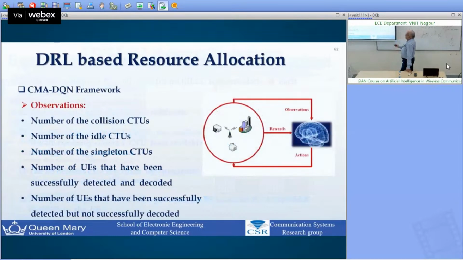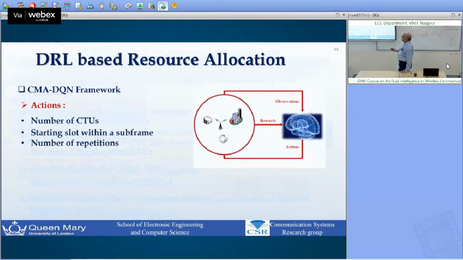So again the observation is the same. The number of idle CTU, collided CTU, then singleton CTU, again the same. Then the number of user equipments successfully detected and decoded, and the number of user equipments successfully detected but not decoded. So with these 5 observations, we have one more agent.